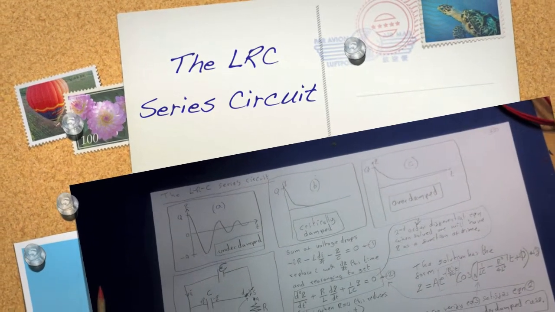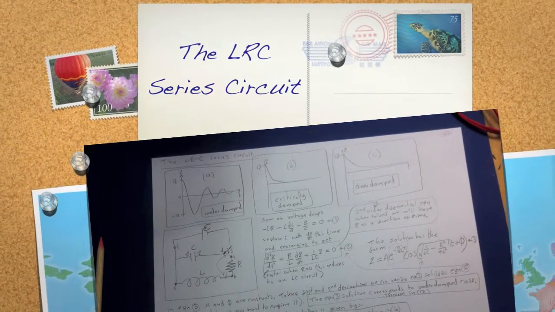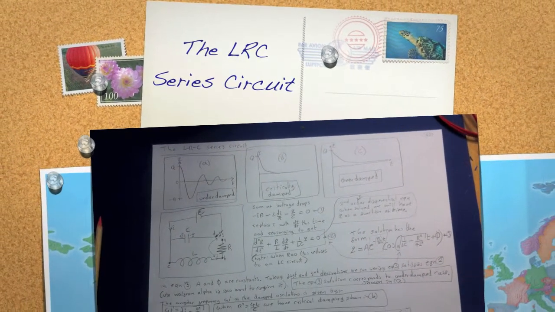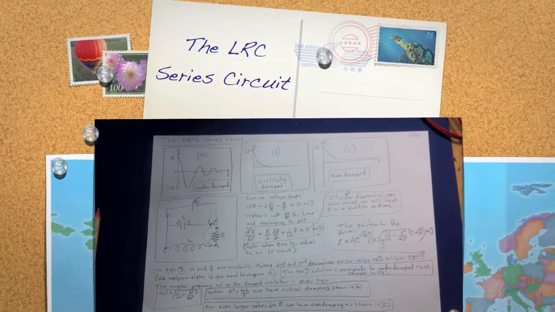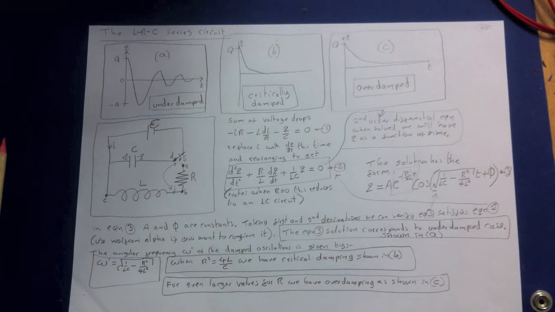Right, now we're going to look at the LRC series circuit. Previously, when we looked at the LC circuit, we assumed that there was no resistance in the circuit. This, of course, was an idealization. Every real inductor has resistance in its windings, and there may also be resistance in the connecting wires. Because of resistance, the electromagnetic energy in the circuit is dissipated and converted to other forms, such as heat.